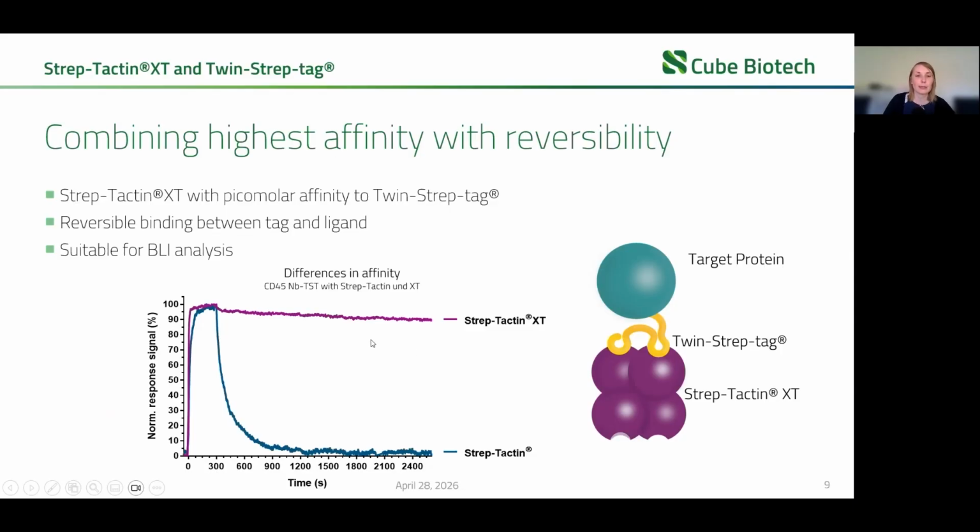So what we did is use the CD45 nanobody that was fused to a Twin-Strep-tag, and we immobilized it on biosensors that were either coated with Strep-Tactin XT or Strep-Tactin. And what you can see is then when you use Strep-Tactin, the nanobody actually very quickly dissociates. So Strep-Tactin is not suitable for BLI experiments. And with XT, you really get this stable immobilization.